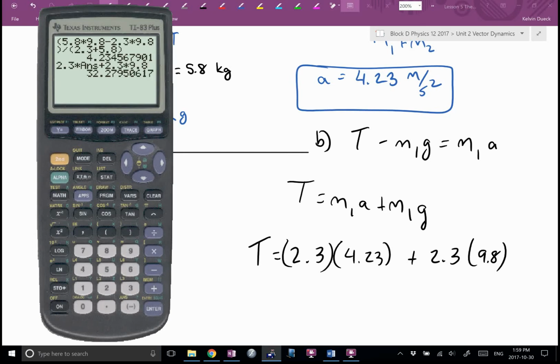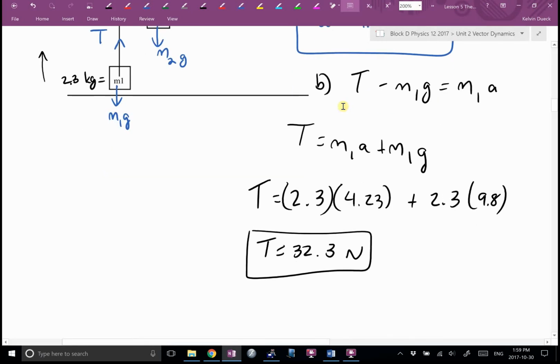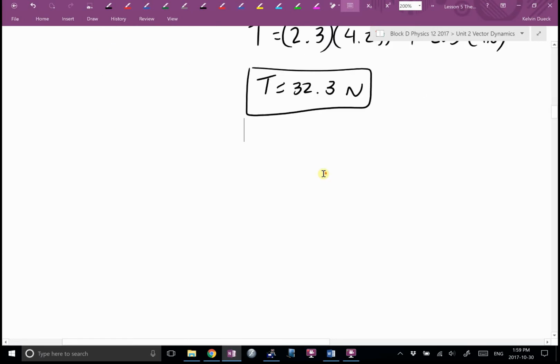32.3. Oh, could we have used our built-in error check for acceleration in this situation? Could we have said we know for sure that it can't be bigger than 9.8? Yeah, because you've got gravity involved in this question. Okay. Tension equals 32.3 newtons. There's your Atwood machine. Now let's muck it up and say, what can I throw at you?